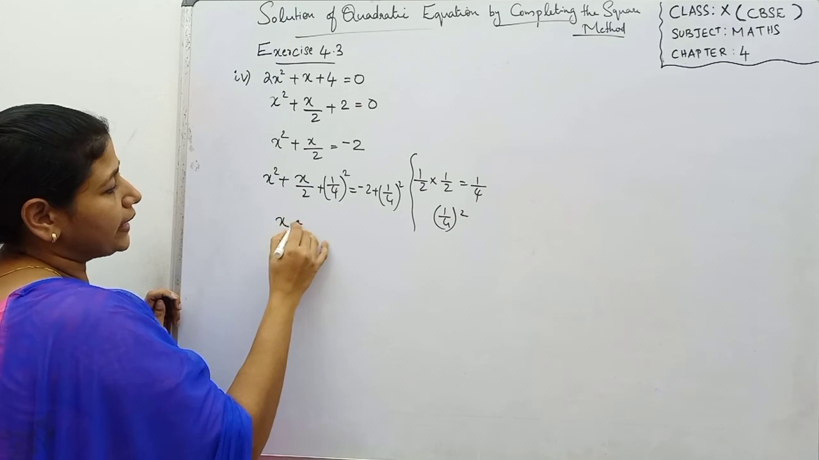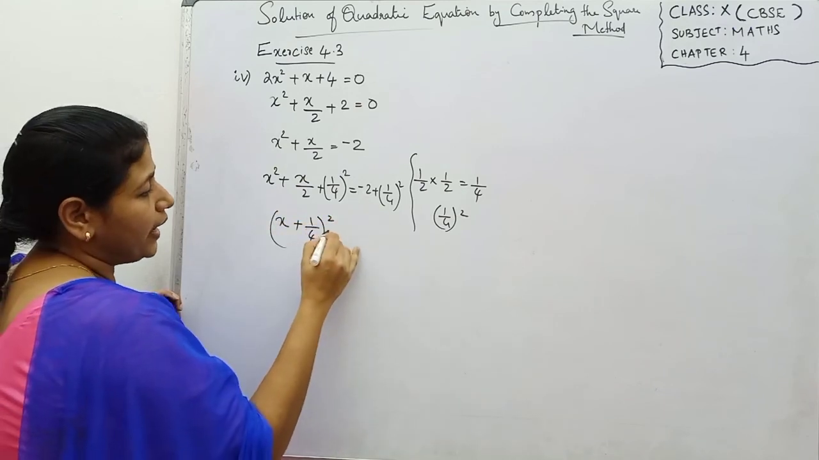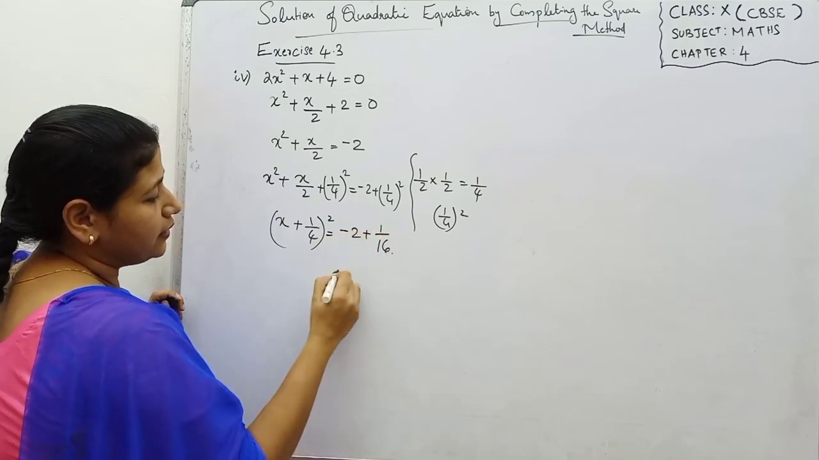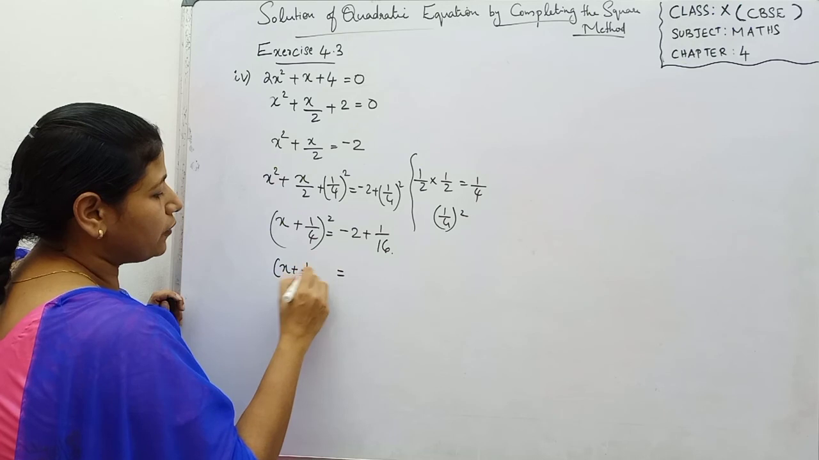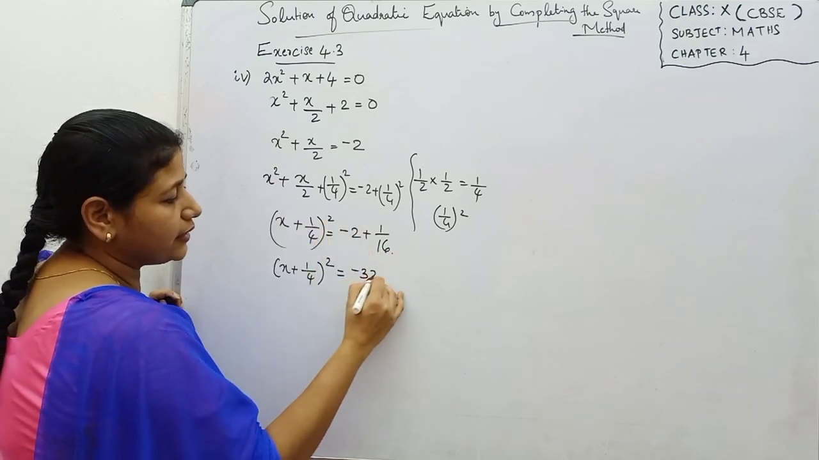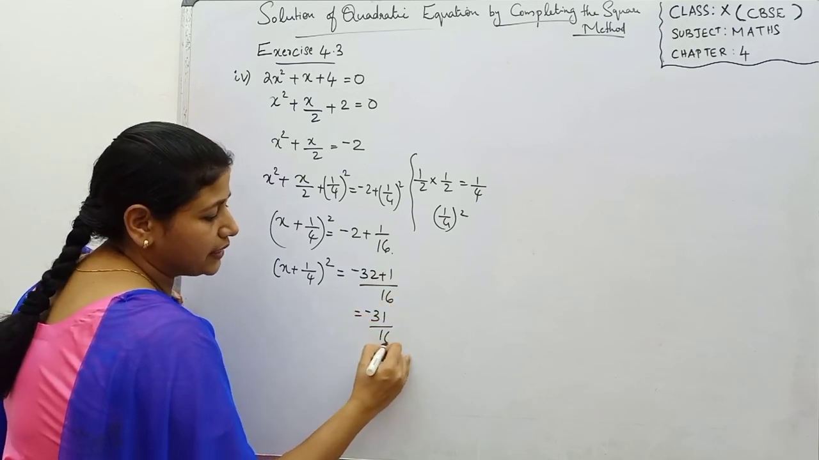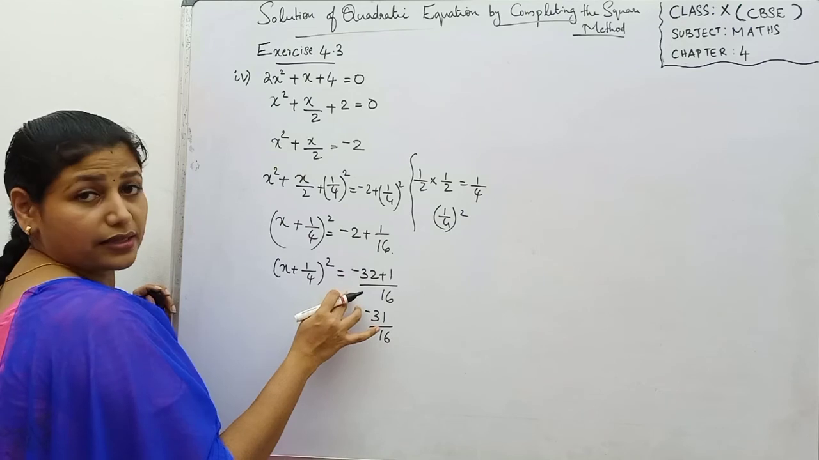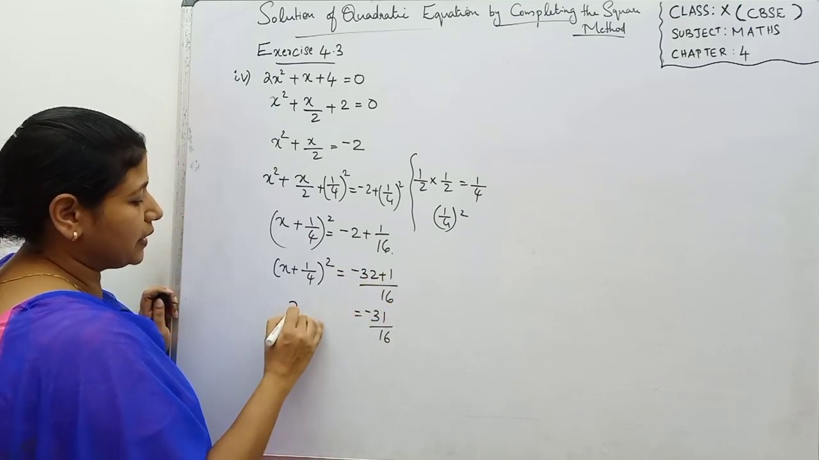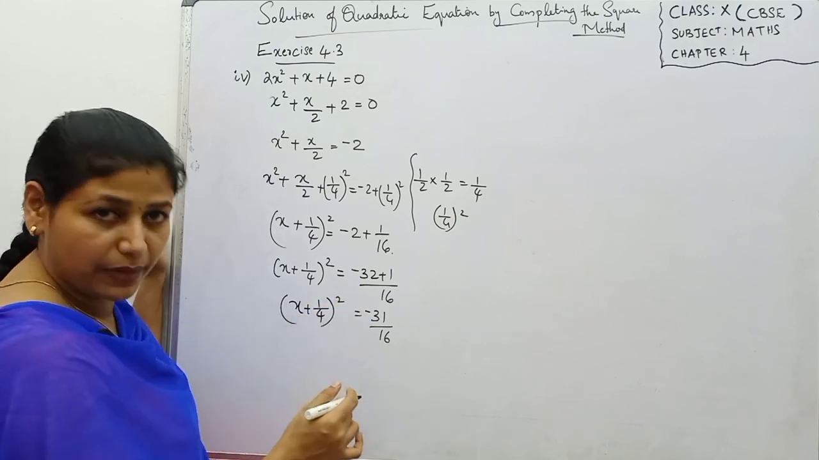This will be (x + 1/4)². And here it is negative 2 plus 1/4 squared, which is 1/16. So (x + 1/4)², you will get 2 into 16 is negative 32 plus 1/16. This is negative 31/16. Just subtract smaller from the larger and put the sign of the larger one. So you will get negative 31/16. So (x + 1/4)² is negative 31/16.